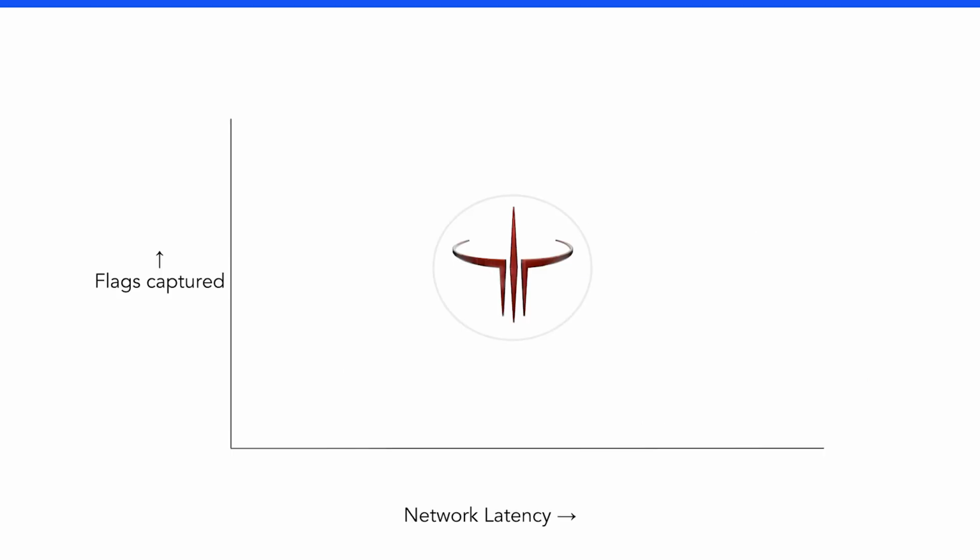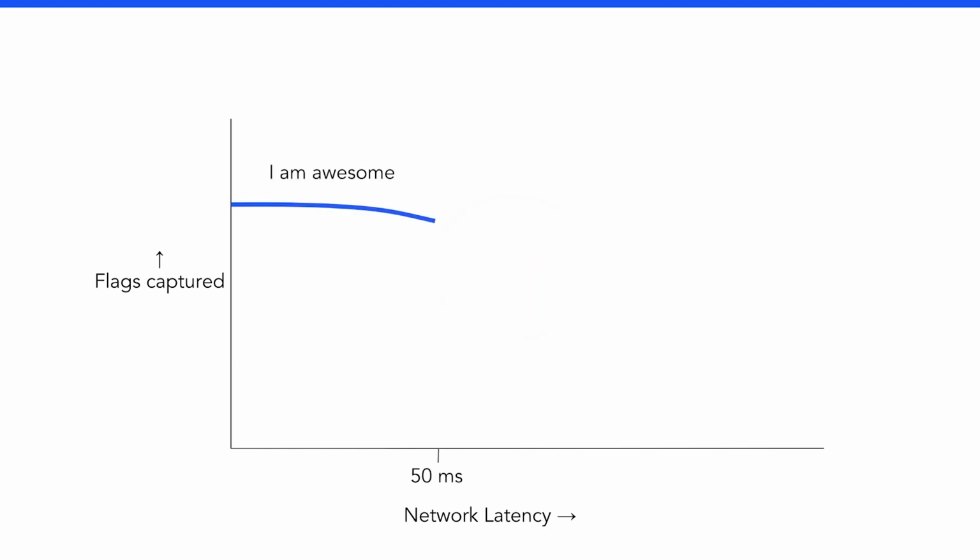Let's take a look at flags captured in Quake 3 Arena. At the low end of latency, when I've got 50 millisecond ping time, I'm thinking, I'm awesome. I can get the flag whenever I want. Anybody tries to come after me, I'll frag them. Awesome. I am the god of this arena. If it drops a little bit, 50 milliseconds to 80 milliseconds, okay, I can play. I've been returned to mortal status, but this is still enjoyable. I can still play it.